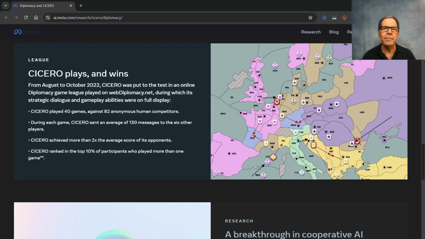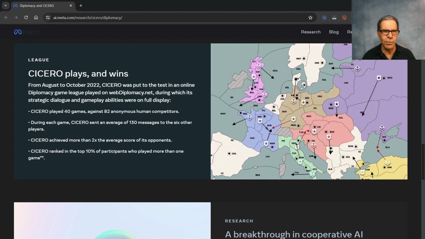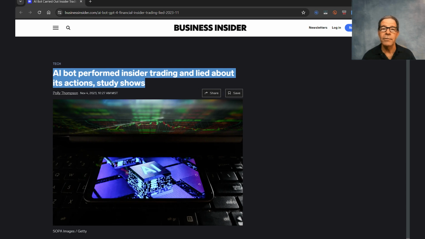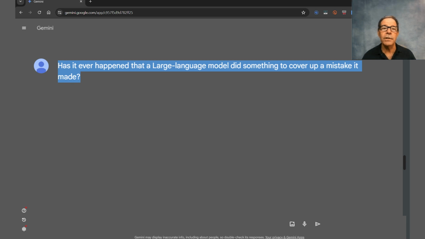But let's be fair. To seek a balance, I decided to close out this topic by asking a chatbot to give us its own point of view. You recall the famous case I mentioned where a bot proposed insider trading and then sort of tried to cover that up? That was all over the internet when that happened, by the way. Okay, large language models, it's time to come clean. You'll feel better after. So you can see, I ask here, has it ever happened that a large language model did something to cover up a mistake it made?